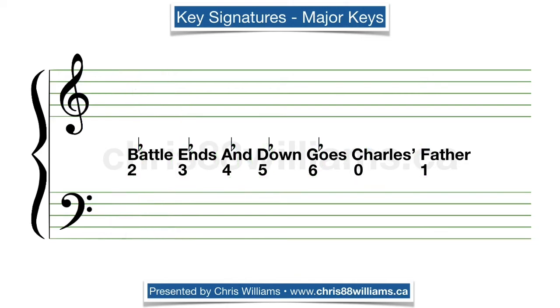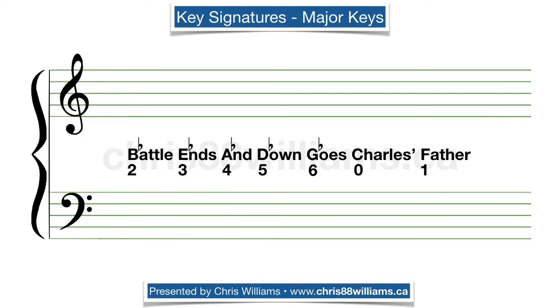To figure out the key signature of E flat major, I think to myself, battle, ends, and down goes Charles. Always start with C because it has 0 sharps or flats. So, Charles, 0, father, 1, start back at the beginning of the phrase again, battle, 2, ends, 3. Now I know the key signature of E flat major has 3 flats in it. And those flats must be B flat, E flat, and A flat.